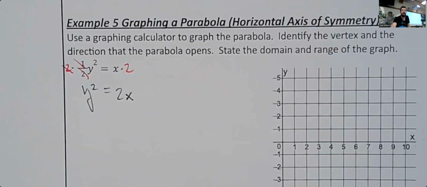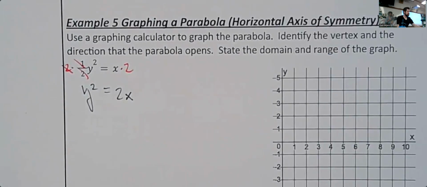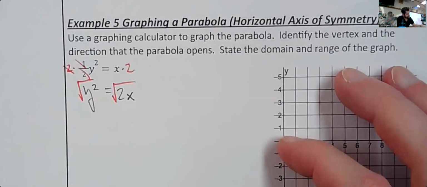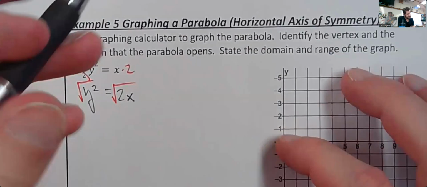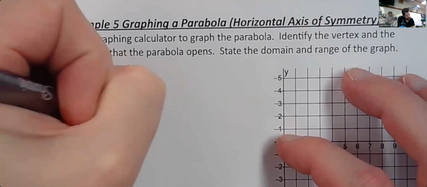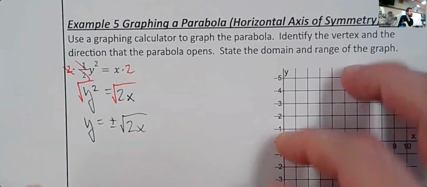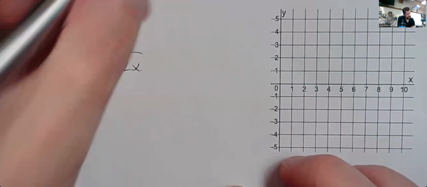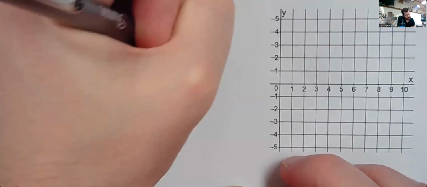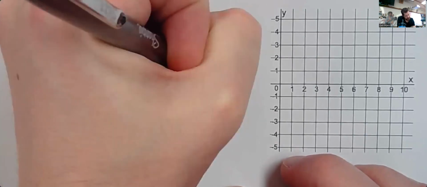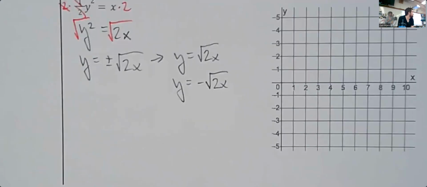All right. And then the last thing, there's only 2 steps here. The last thing we need to do is square root both sides. And so that'll give us y equals plus or minus the square root of 2x, which gives us 2 functions. One of the functions will be y equals the square root of 2x. The other one will be y equals the opposite of the square root of 2x.